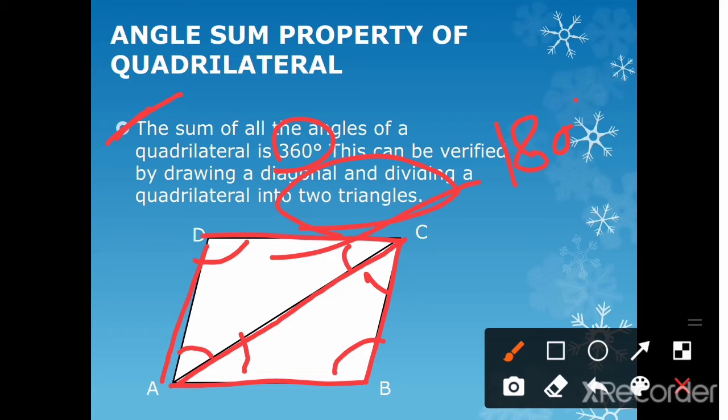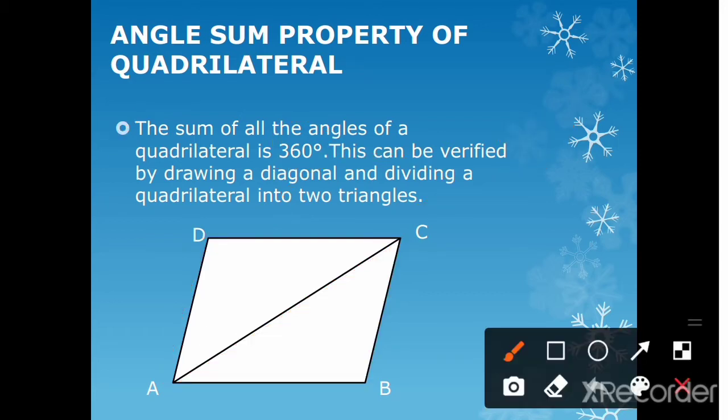This result is very useful for calculating many questions based on a quadrilateral. For example, one question is given here. This is a quadrilateral. Three angles are given here: 30 degrees, 70 degrees, 80 degrees, and the last angle is x. Calculate the value of x.